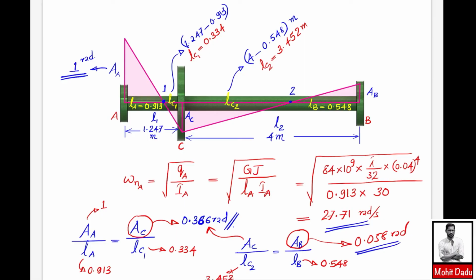So this is the answer for the case where two nodes are happening. The frequency is 27.71 radians per second, and we have evaluated the relative amplitudes also.